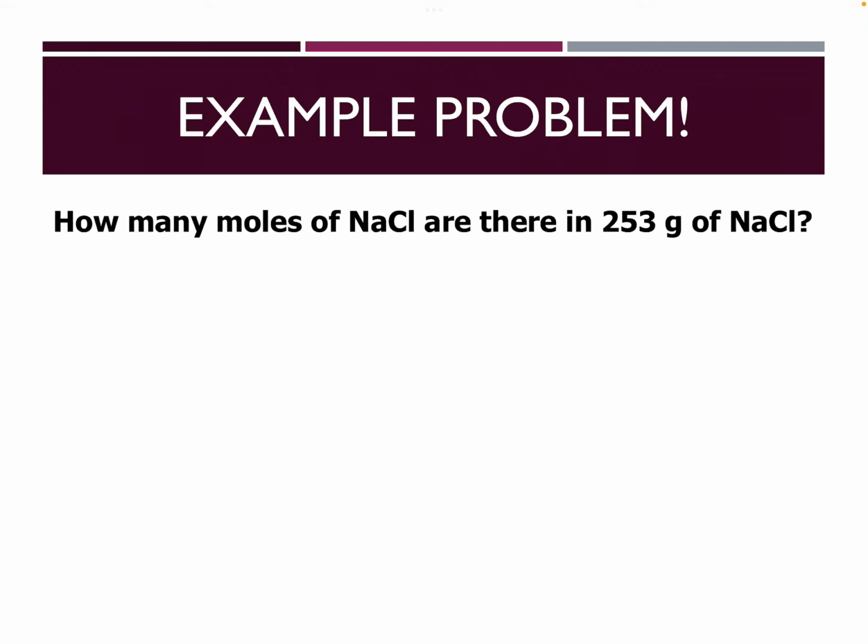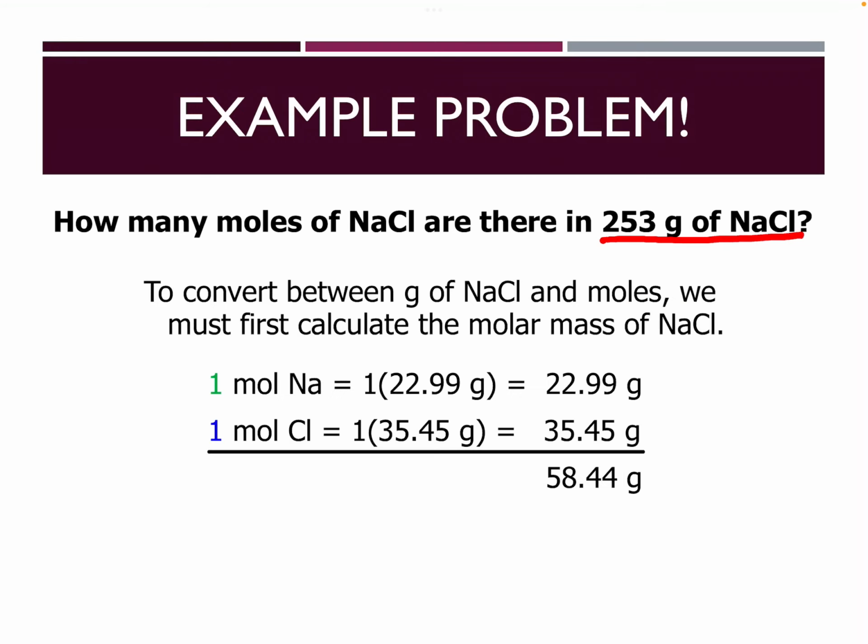All right, let's go through this. So this problem says, how many moles of sodium chloride are there in 253 grams of sodium chloride? So we're going to start with 253 grams of sodium chloride in the beginning of our train track, just like that, okay? But whenever we're starting with grams, we are going to need to find the molar mass in order to convert between grams and moles, right? Because if you'll recall, that's how we were doing that conversion, right? The way to get from grams to moles is to use the molar mass of an element, or in this case, the molar mass of a compound.